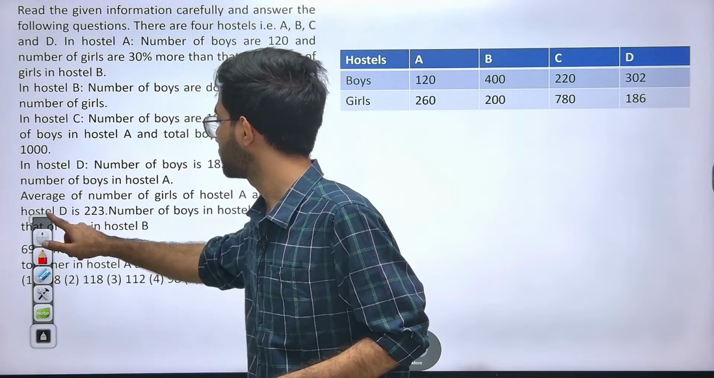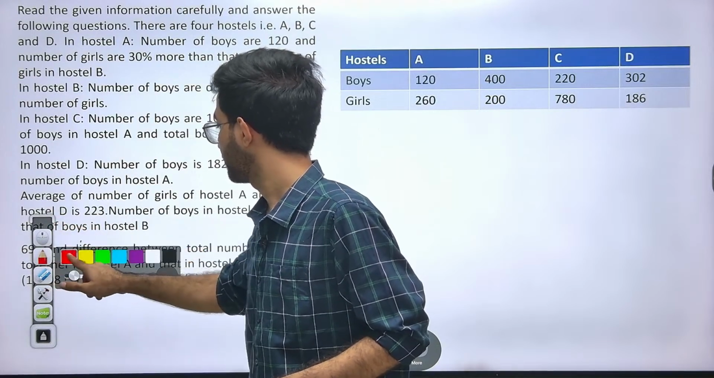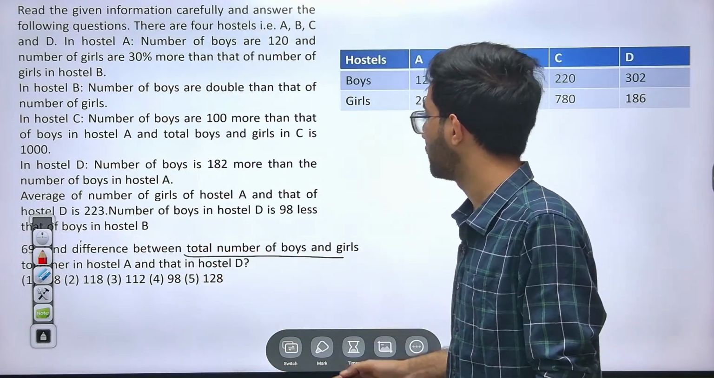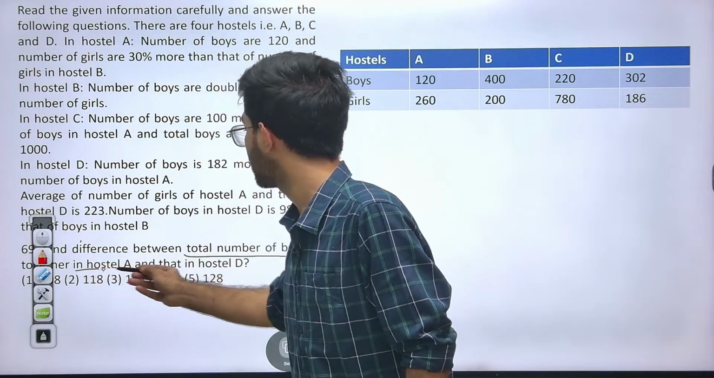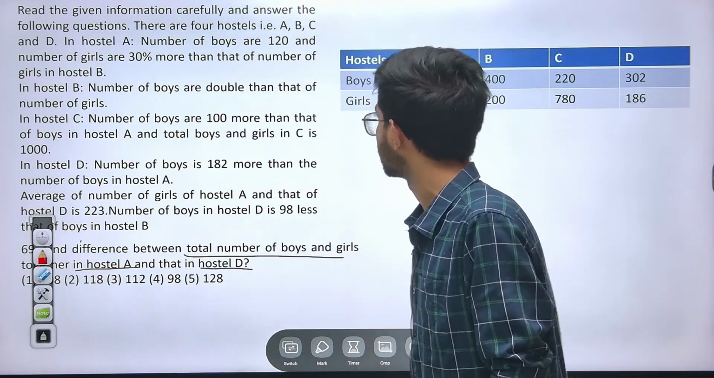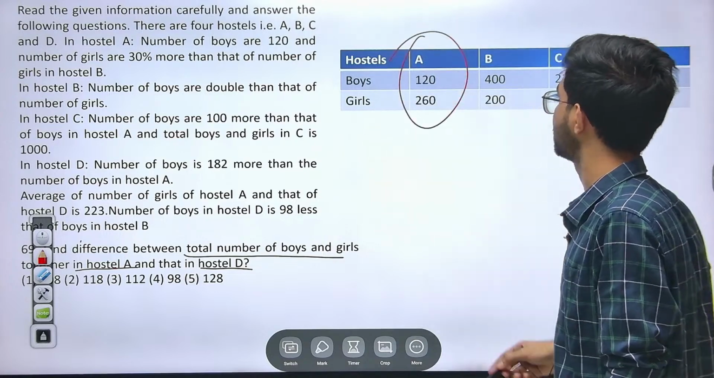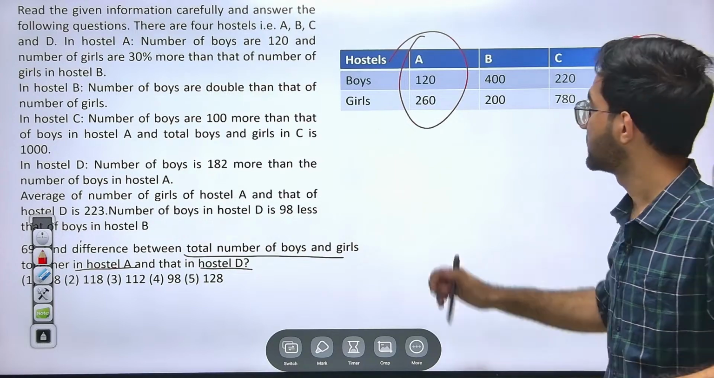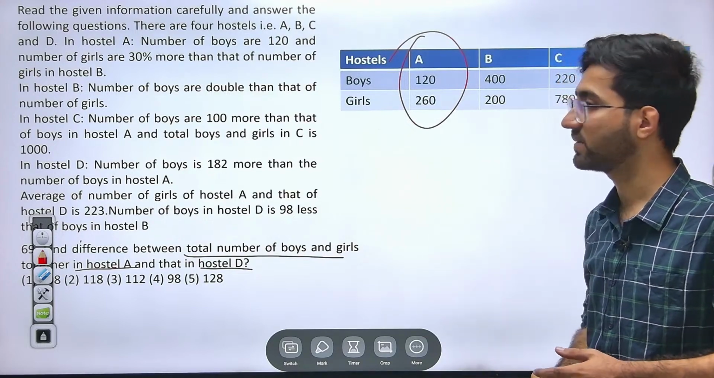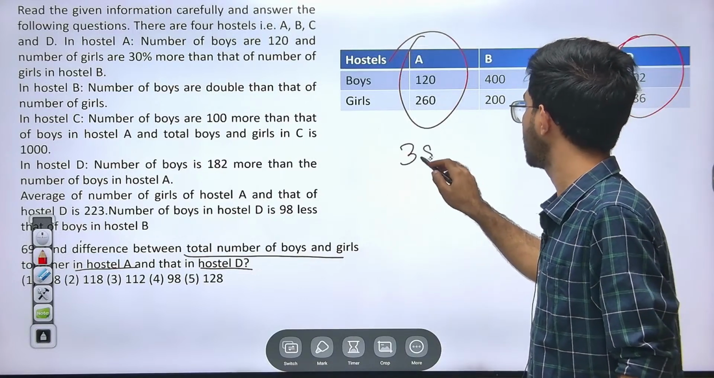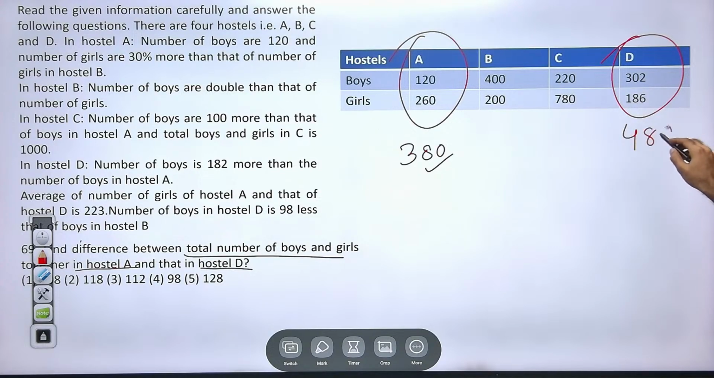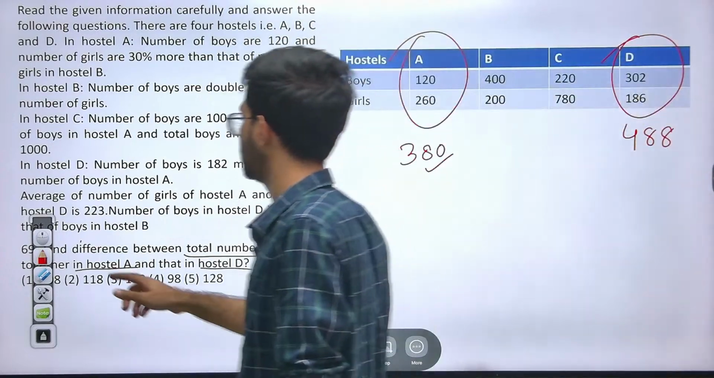Now let us look at the next question. The next question says, find the difference between the total number of boys and girls together in hostel A and that in hostel D. So basically you have to add this value and you have to add this value, and then you have to find the difference. So 120 plus 260 is simple, 380, and this value is 488, right? So obviously the difference is 108.